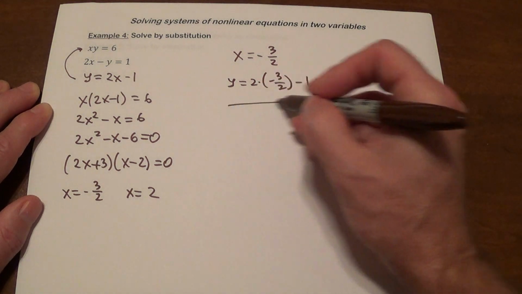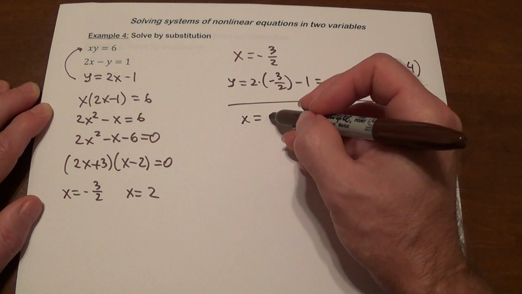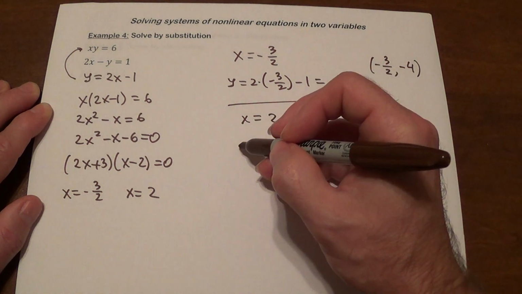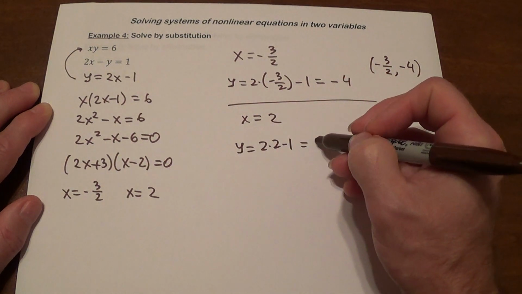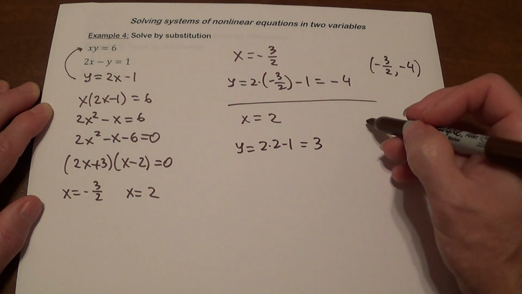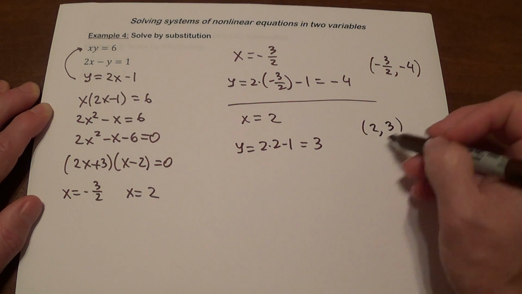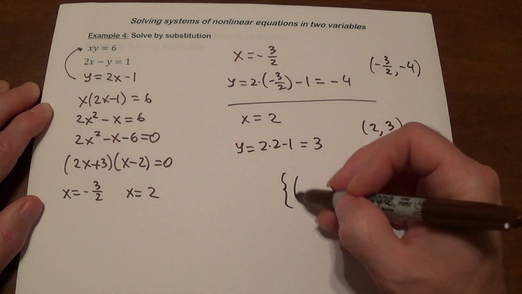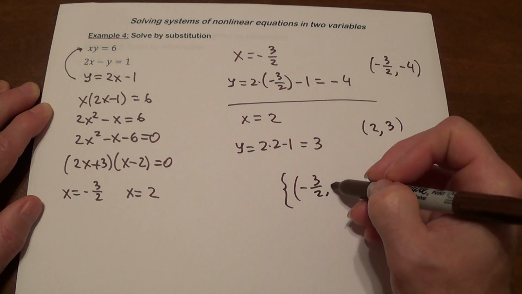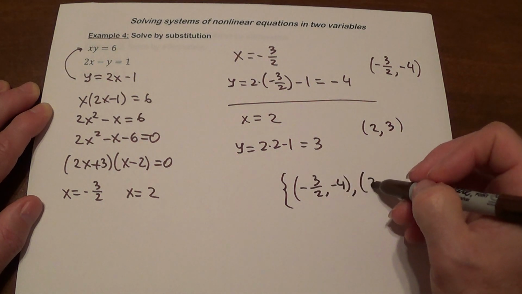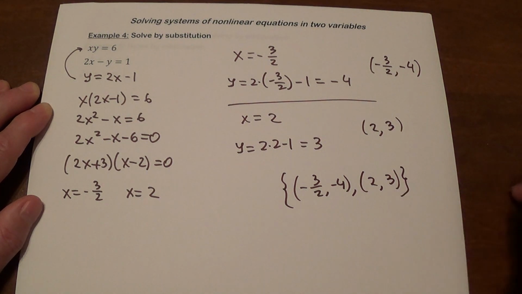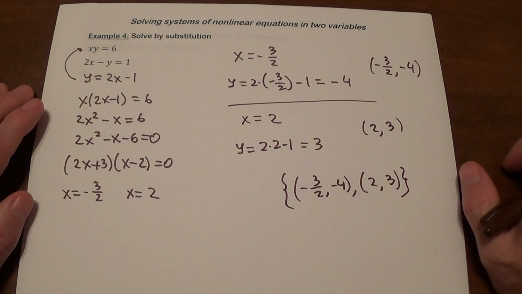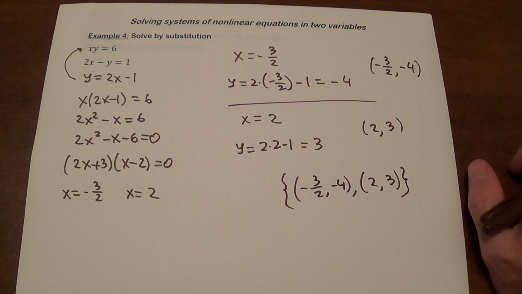So that gives us the point (−3/2, −4), x first. And for the second solution, the second value of x is x = 2. Substitute that: y = 2 times 2 minus 1, which is going to give us 3. So that gives us (2, 3). Our solutions here are (−3/2, −4) and (2, 3). I'm writing it in a different form because sometimes they've been very specific that it has to be written like that, and sometimes they're a little bit more flexible.